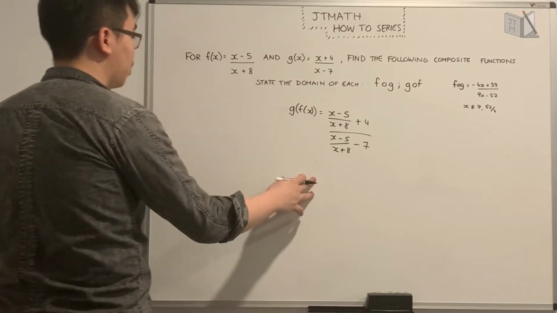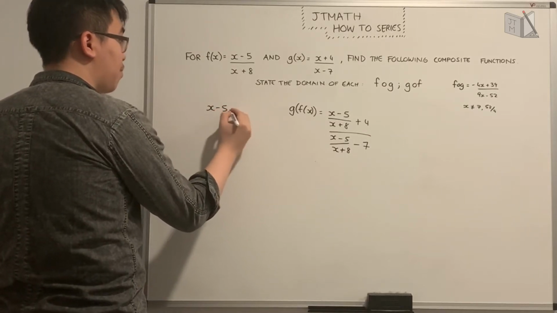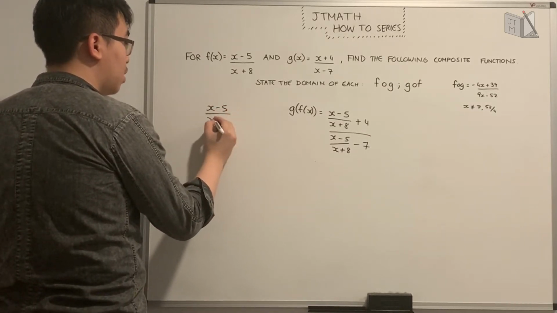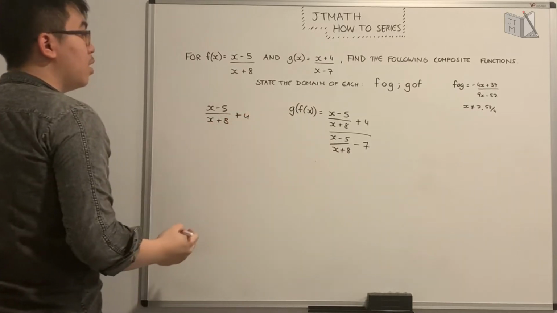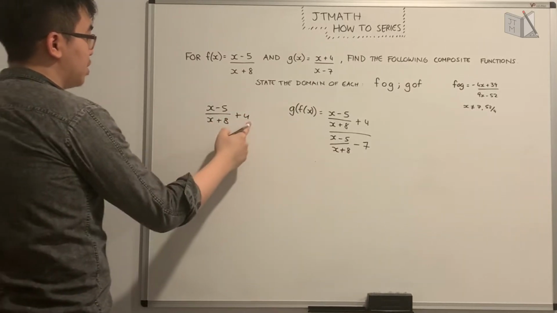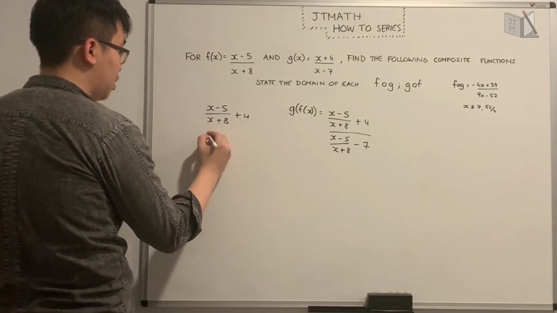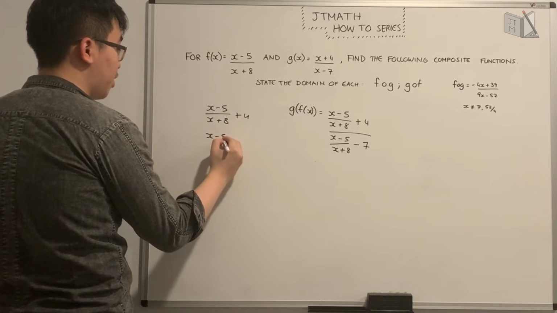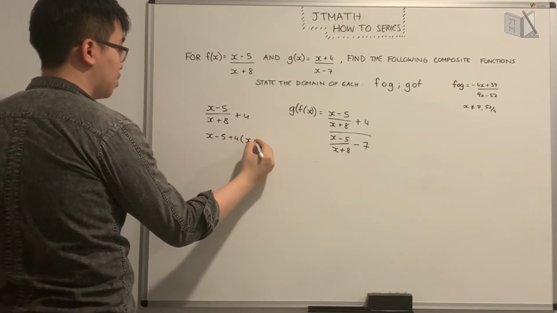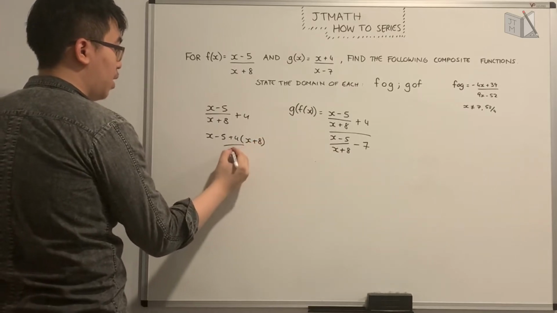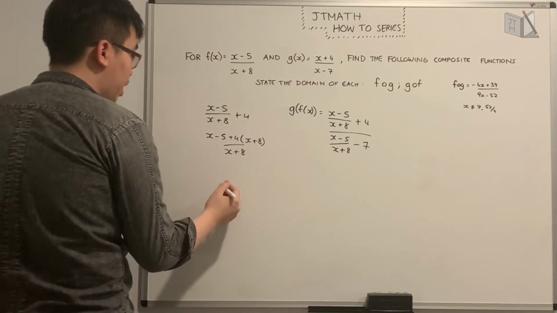Now once again, let's start with the numerator. Write it out separately, so it's easier to look at and work with. x minus 5 over x plus 8, plus 4. And to do this operation, we want to have plus 4 being a fraction of denominator x plus 8. So x minus 5 again, plus 4 multiplied by x plus 8, and over x plus 8. Expand out the brackets.